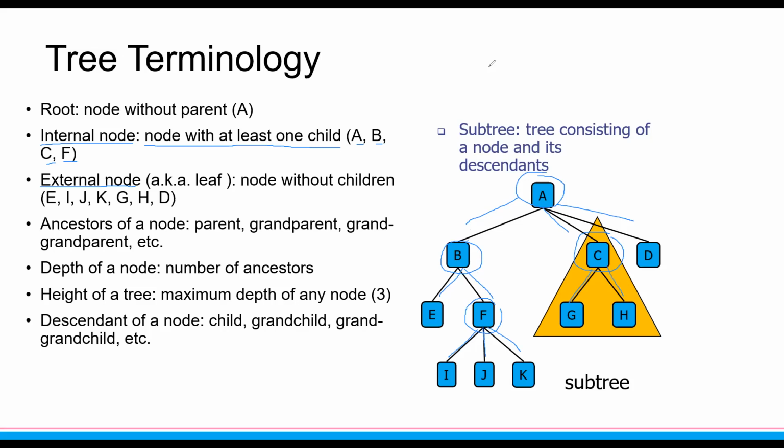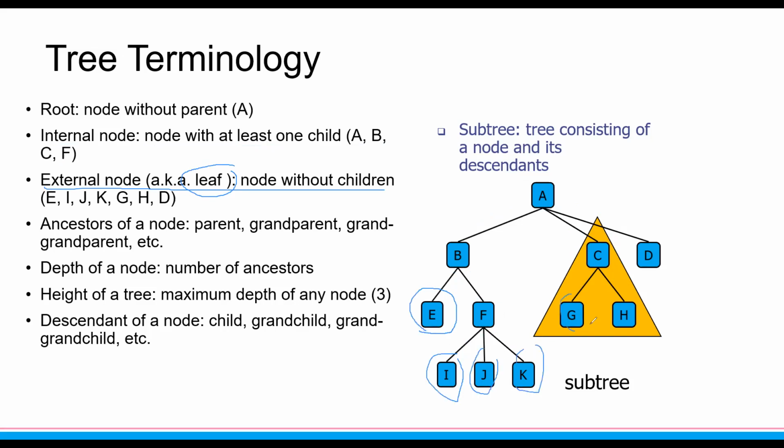What about the external node? An external node is a node without children, or sometimes we call it a leaf. For example, E. There is no child. I, J, K, G, H, and D. There are no children.